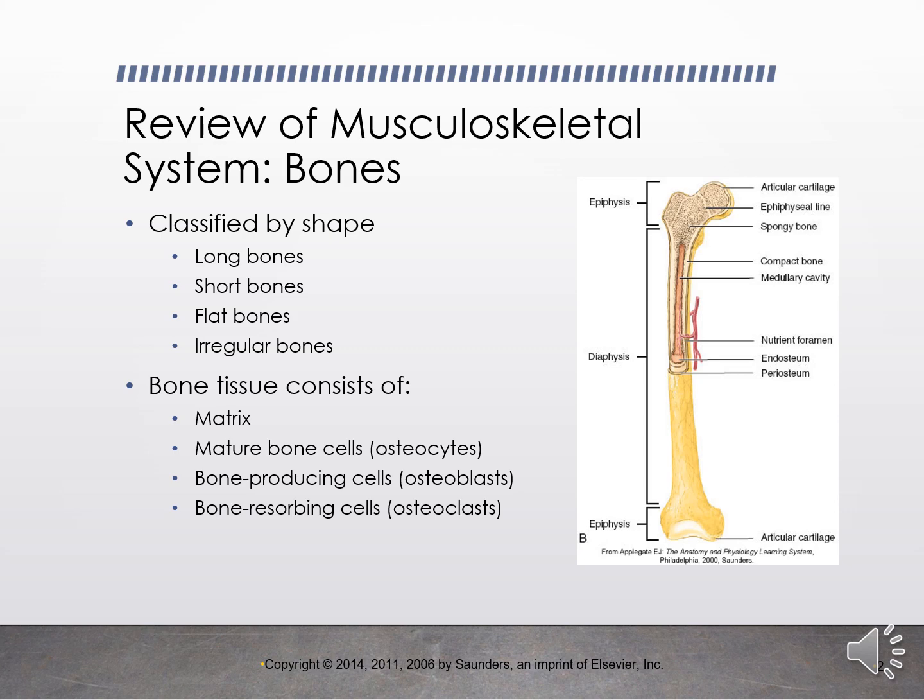So bone is a connective tissue that consists of an intracellular matrix that's made up of collagen fibers and calcium phosphate salts. Haversian systems, or osteons, are the microscopic structural units of the matrix. And bone cells: osteocytes are mature bone cells, osteoblasts are bone-producing cells, and osteoclasts are bone reabsorbing cells.